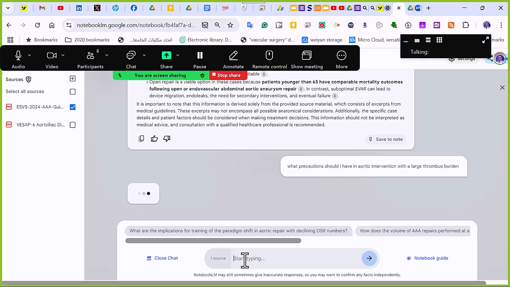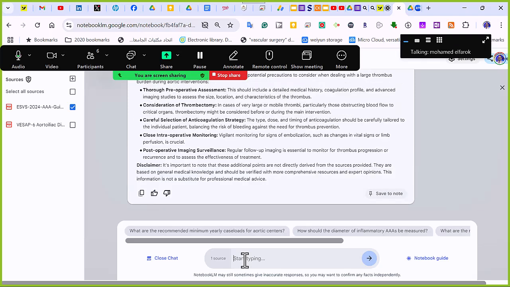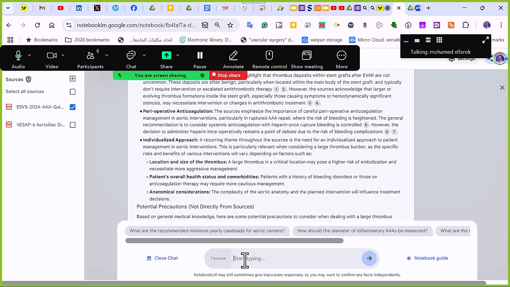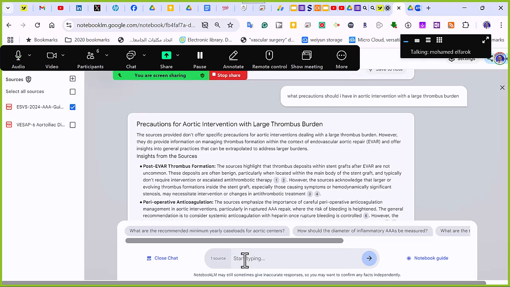It is doing that now. Usually it doesn't take much time. And we'll see what the answer is. I want to see whether artificial intelligence will answer correctly or not. So here is the answer. Precautions in aortic intervention with large thrombus burden. The sources provided don't offer a specific precaution for aortic intervention dealing with large thrombus burden. However, they do provide information on managing thrombus formation within the context of endovascular aortic repair.